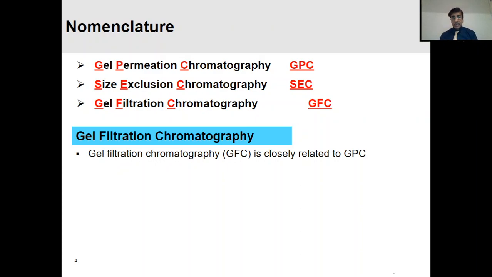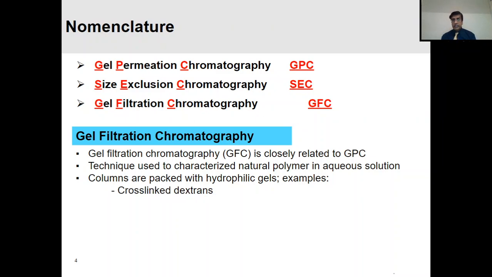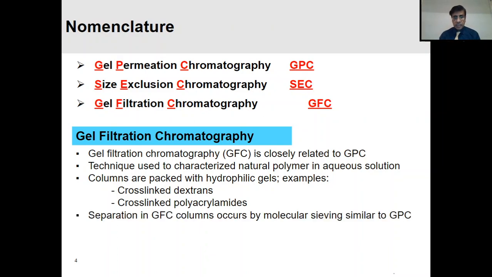As the name says, gel filtration chromatography is very similar to GPC, meaning the mode of working is exactly the same as in GPC. It is a non-interactive technique used to characterize natural polymers in aqueous solution. Natural polymers like proteins, DNA, and cellulose are used in aqueous solution, and this method can be used. The common materials used to pack the column are hydrophilic gels, and in that category we use cross-linked dextrans and cross-linked polyacrylamide. These are the two basically used.